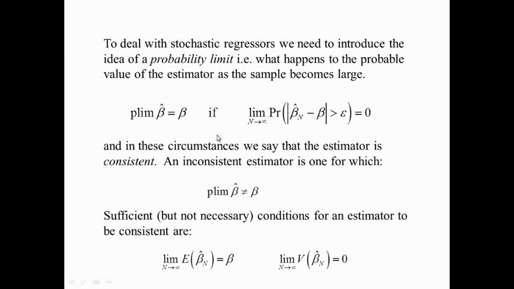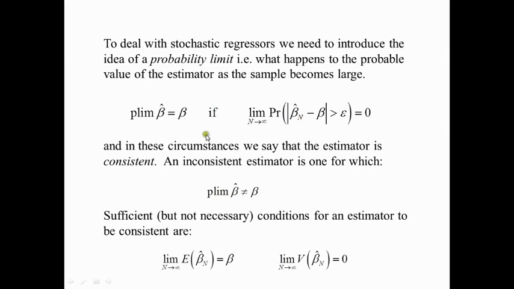Well, what do we mean by a probability limit? Probability limit is essentially what happens to the probable value of the estimator as the sample size becomes large. So we would say that the probability limit of beta hat equals beta if the limit of the probability that the difference between beta hat and beta is greater than some number epsilon goes to 0 as the number of observations becomes large. So as the sample size gets bigger and bigger, the probability that our estimator is close to the true value gets larger and larger. Note the notation here. When we write beta hat n, what we mean is the estimator of beta based on a sample of size n.